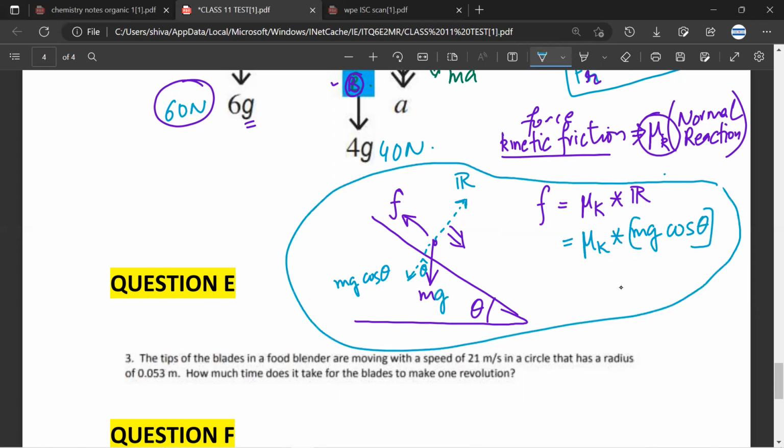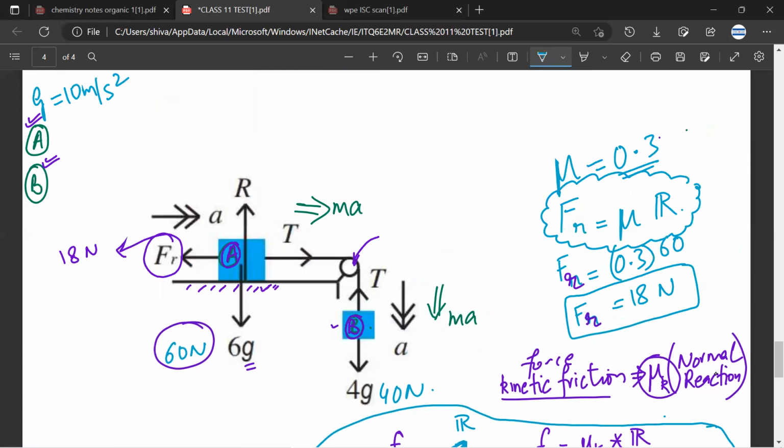वैसे भी तुझे समझ आ रहा है? So when you are on an inclined plane, what you need to remember is that the force of friction would be equal to mu k into normal reaction. But in this case, the normal reaction would be equal to the mg cos theta component. Are we clear? वैसे भी समझ आ रहा है? Yeah. In this case, because we are on a horizontal surface, the reaction is equal to the weight, which is 60 Newton. Am I making sense?